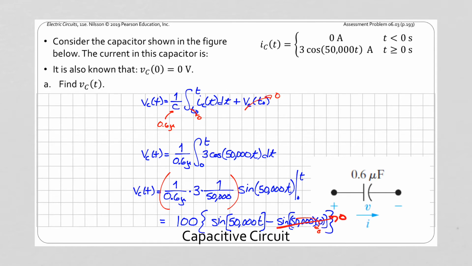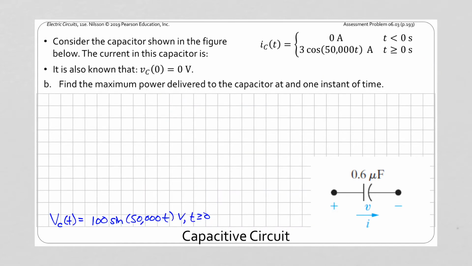My capacitor voltage in this case is going to be 100 sine of 50,000 t. I was using farads. I accounted for the microfarads there. I was using amps, and so my voltage here should be in volts. Also recall that this is for t greater than or equal to 0. Our voltage was 0 for t less than 0.